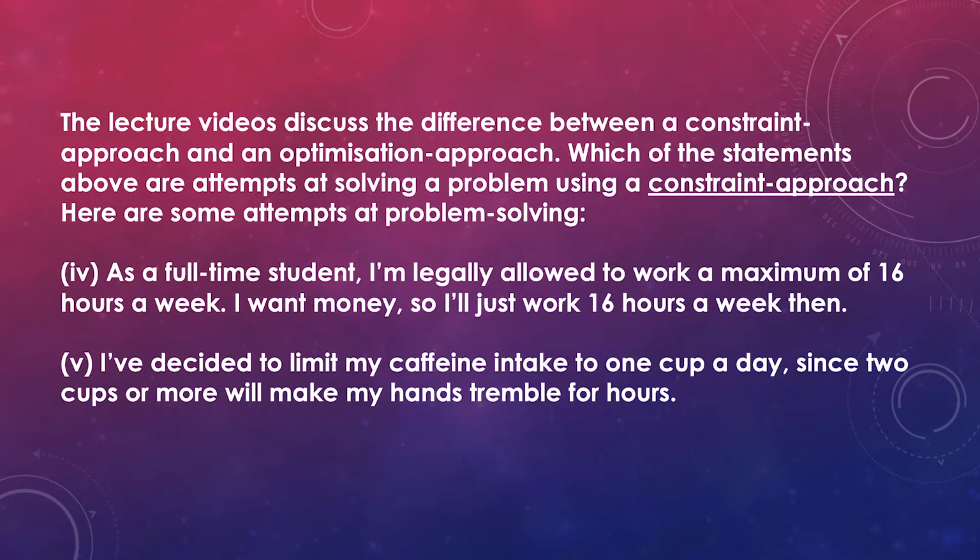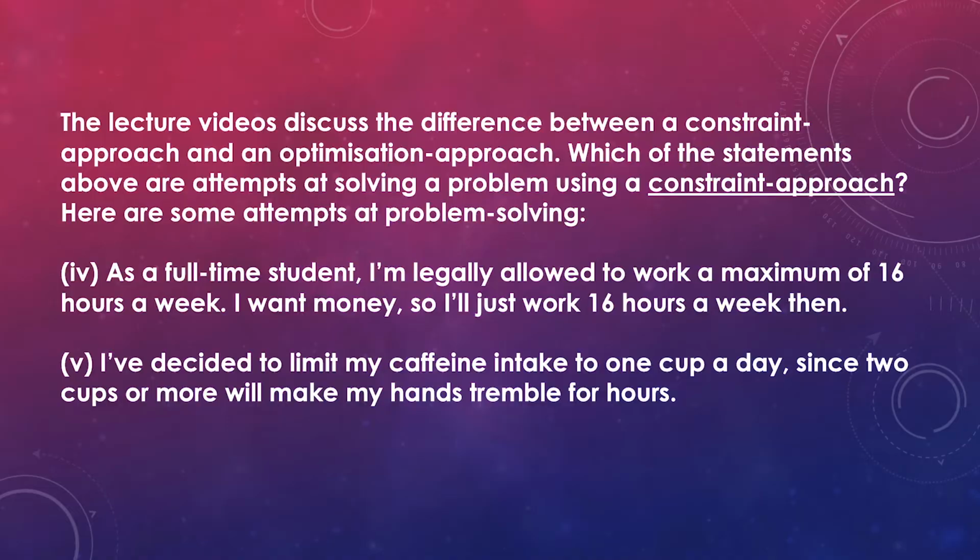Next one, as a full-time student, I'm legally allowed to work a maximum of 16 hours a week. Now, some of you saw the words maximum of 16 hours a week and then you immediately assumed it to be optimization. No, here, maximum of 16 hours a week is the constraint, right? That is the upper bound limit of how many hours you can work. Here, the person says, I want money, I'll just work 16 hours a week then. It is not optimization because here the person is not explicitly stating an intention to optimize. It is just coincidental that it is 16 hours, yeah? No explicit expression in the question. There was no optimization.